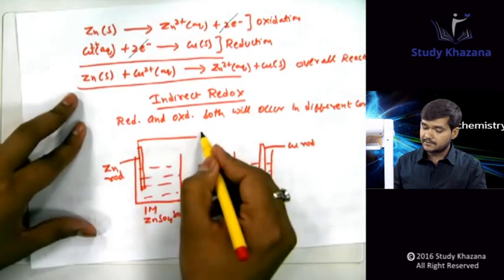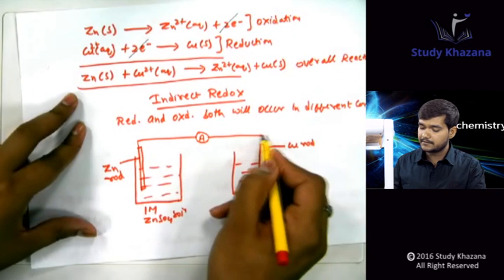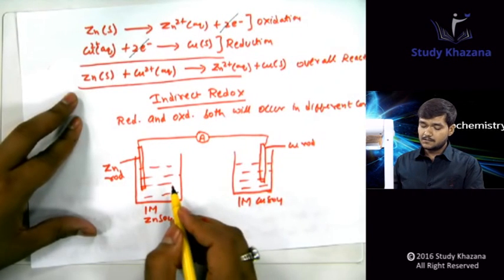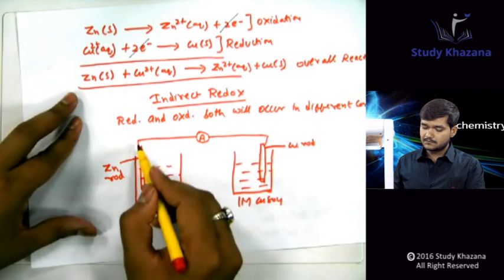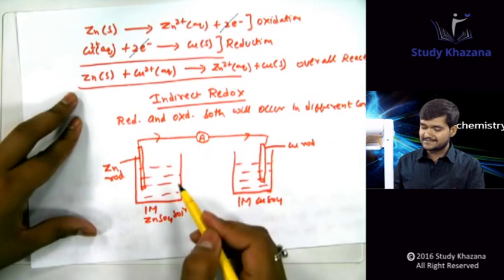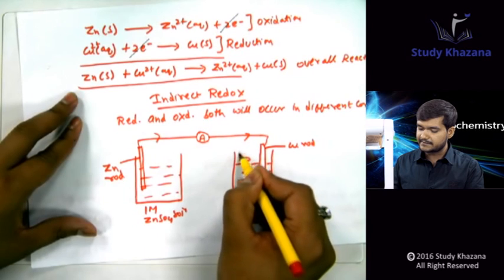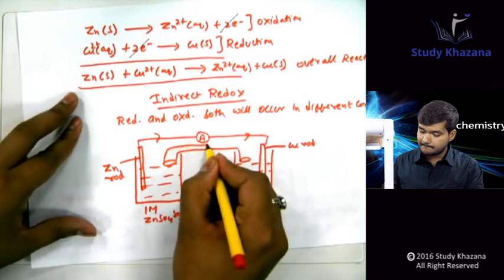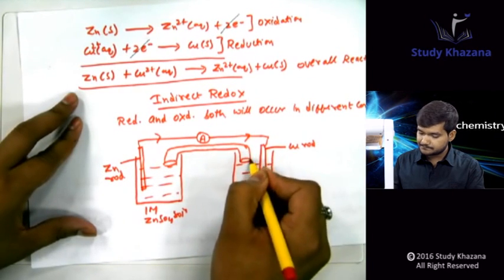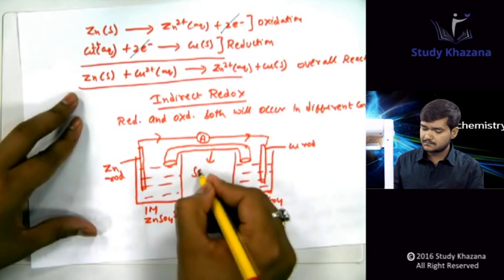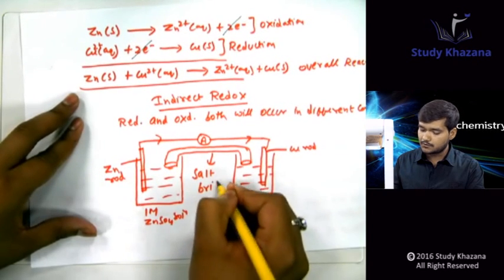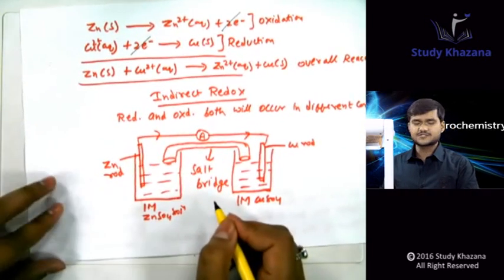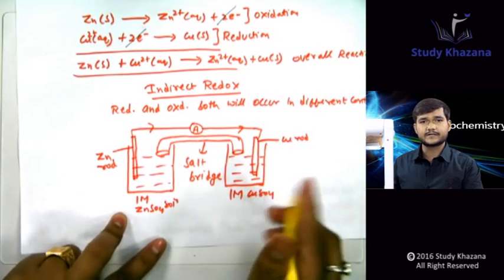Now I have connected this with the help of a wire and an ammeter is attached to it. We know the circuit should be complete. Here the circuit is complete externally, but to complete the circuit internally we have placed another thing here. This is called a salt bridge. The functions of the salt bridge will be discussed later on.